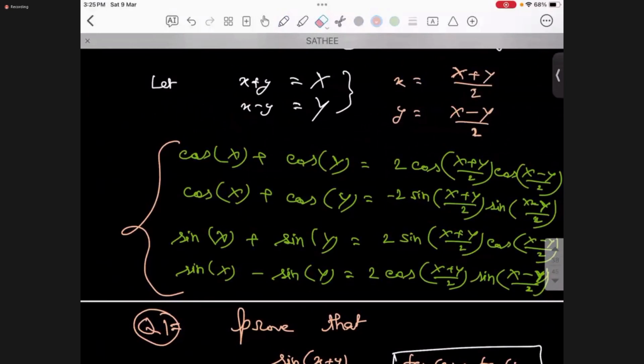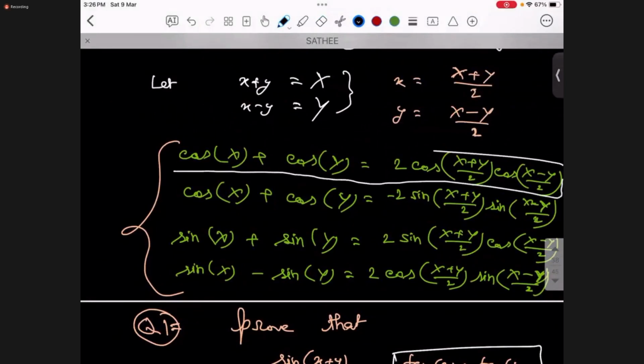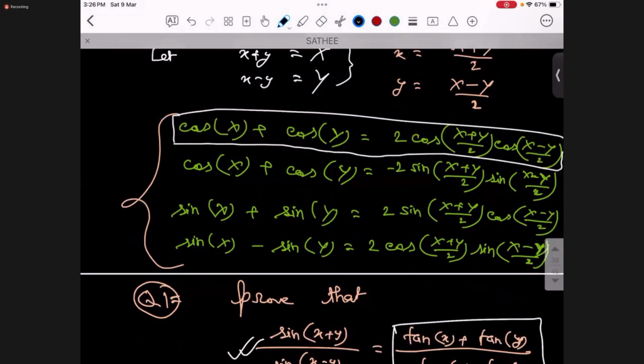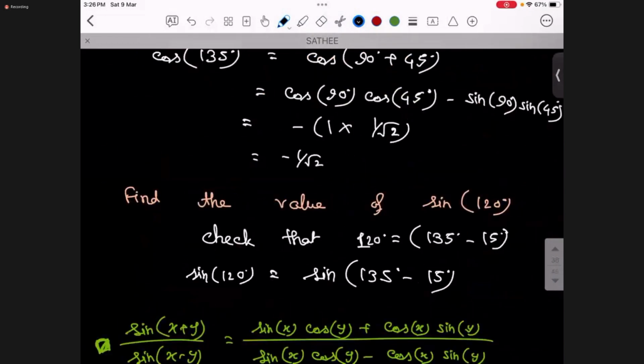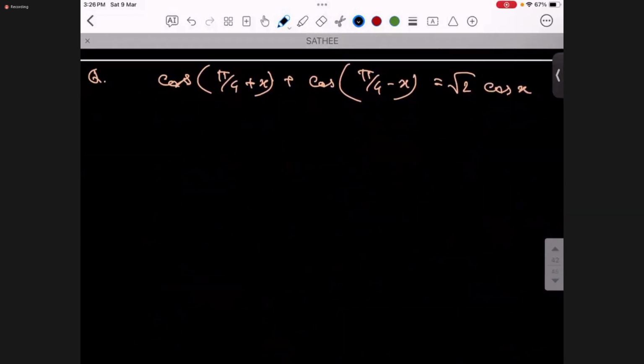We can use this formula, right? So what is the formula? Cos x plus cos y equals 2 into cos (x plus y) by 2 into cos (x minus y) by 2. So what is x and what is y here? Here x equals pi by 4 plus x and y equals pi by 4 minus x.